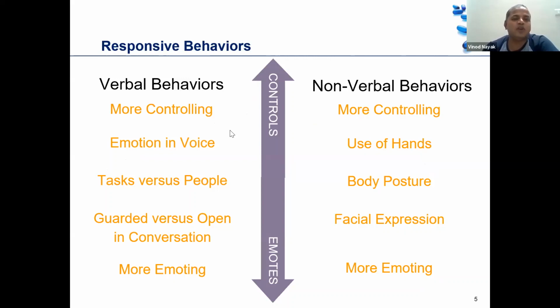Similarly, if we talk about responsive behaviors in terms of verbal and non-verbal, if we categorize it, there are people who are more controlling. There are people who use emotions in their voice. They're very emotive. They're more concerned with the task rather than being people oriented. Some people are more open in conversation. They would love to talk a lot. Some people want to have more emotions, they want to speak more. It works both ways, in verbal and non-verbal.